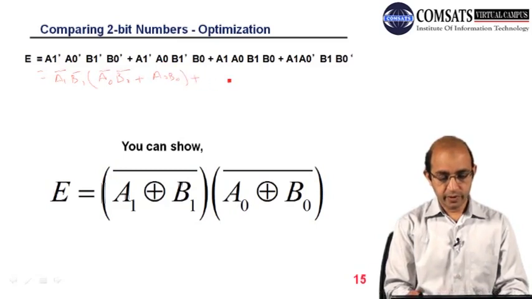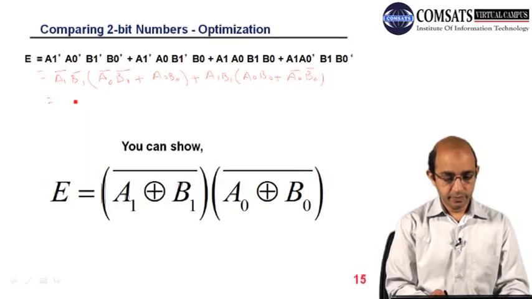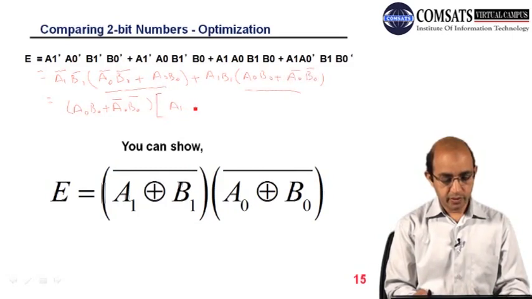So from here, I can have A1, B1 as common, so I will be having A0, B0 plus A0 bar, B0 bar. This is the same, so now I can take this common. I will be left with A0, B0 plus A0 bar, B0 bar. So this is common, and I will be having A1, B1 plus A1 bar, B1 bar.